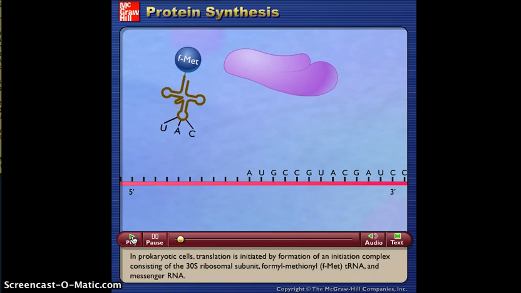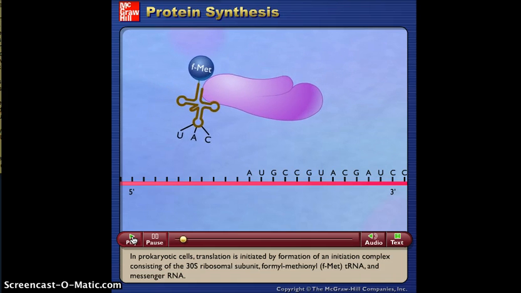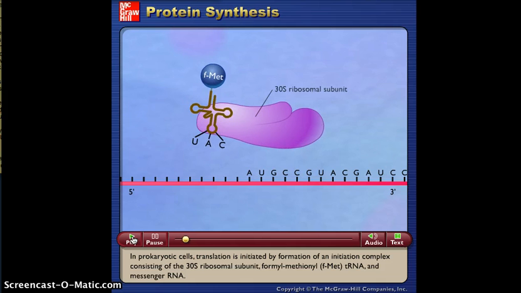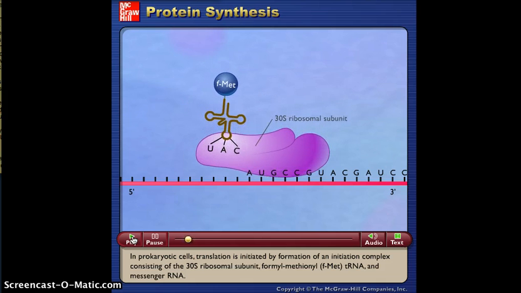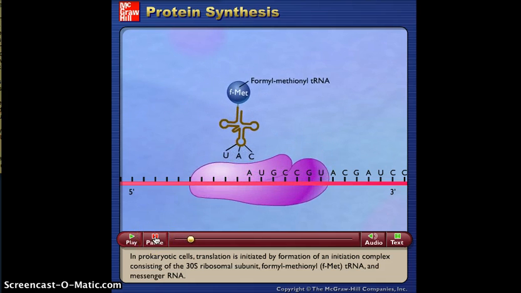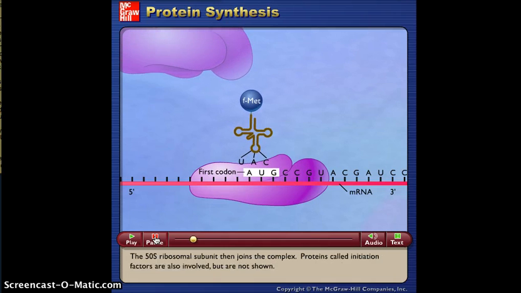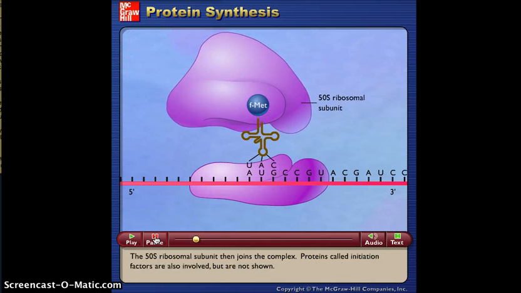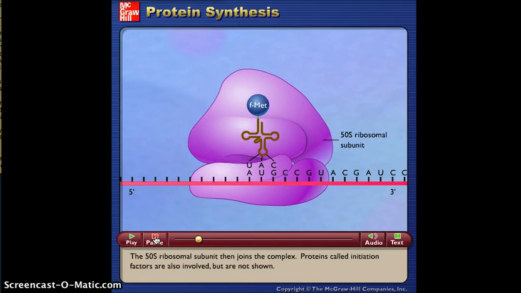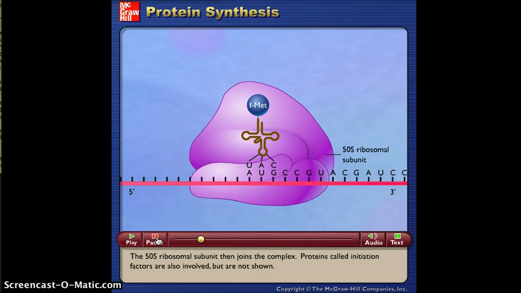Translation is initiated by formation of an initiation complex consisting of the 30S ribosomal subunit, formal methionine tRNA, and messenger RNA. The 50S ribosomal subunit then joins the complex. Proteins called initiation factors are also involved, but are not shown.